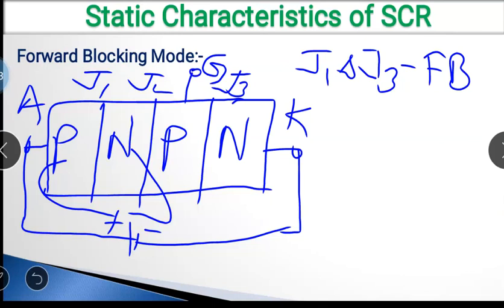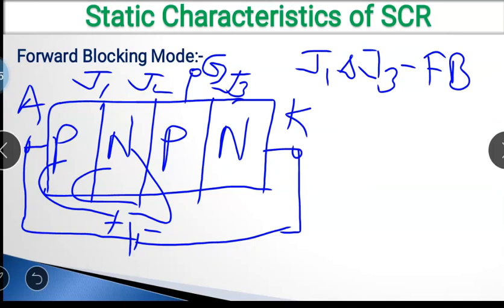If we talk about J2, in that case N is connected to the positive terminal and P is connected to the negative terminal. So J2 goes into reverse bias. As for J3, junction J3 is also in forward bias, and the gate terminal is open. In the forward blocking mode the gate terminal is in open condition. Okay, so there is no flow of current from anode to cathode.